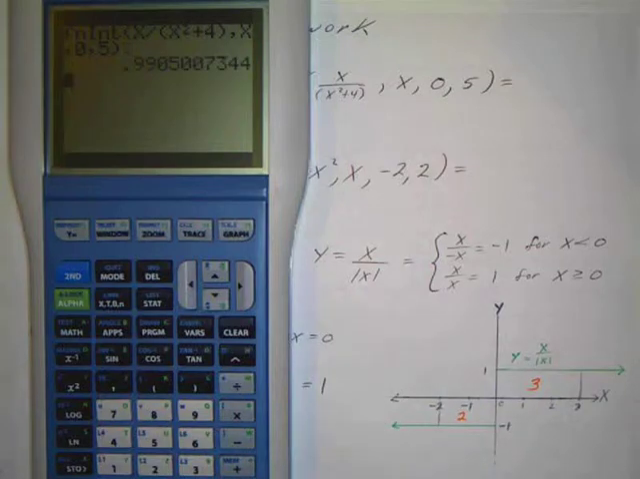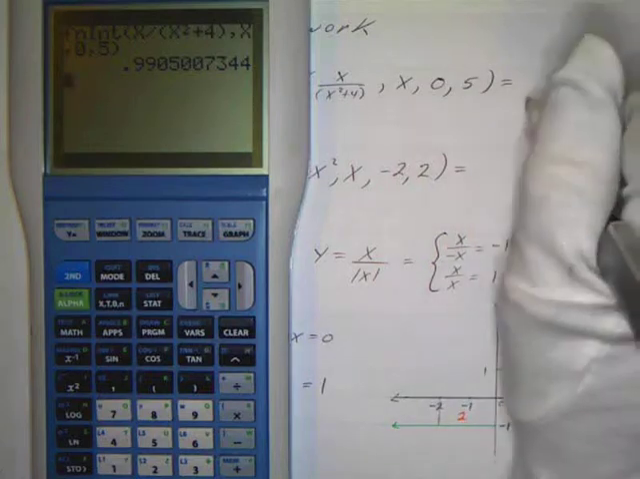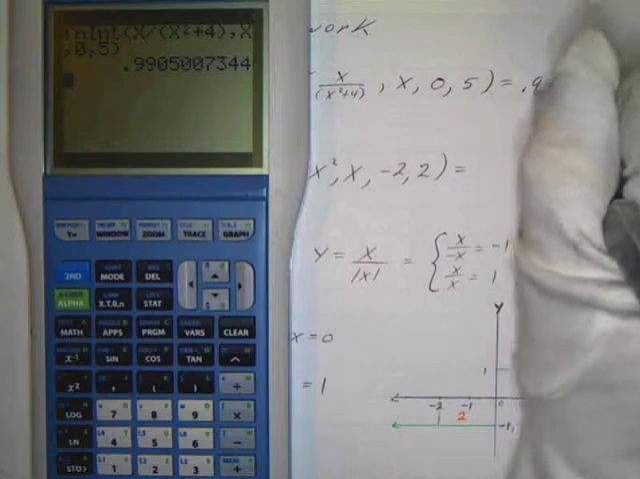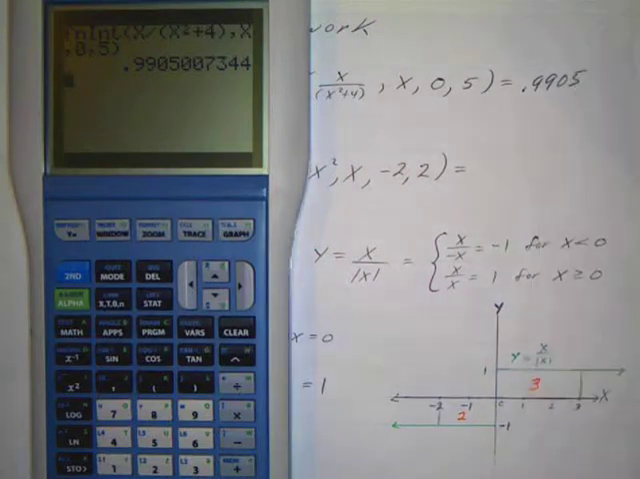And then you get 0.9905, and I think that's correct. So I would put 0.9905. That's all you have to do. Hope that makes sense to you guys. It's pretty easy, just using Math 9.